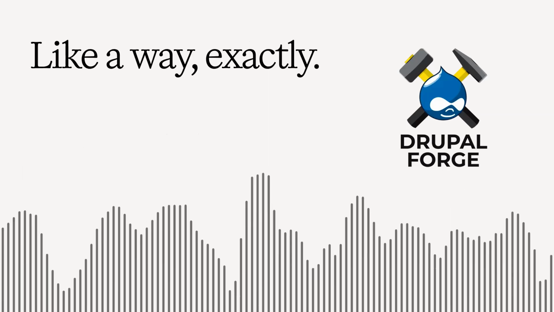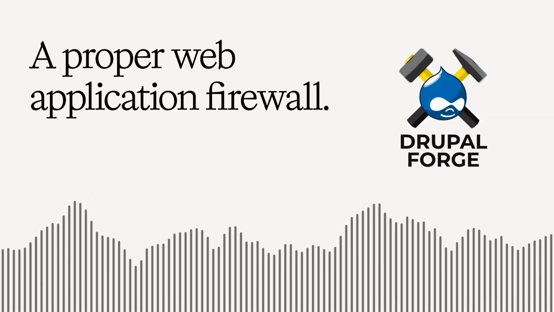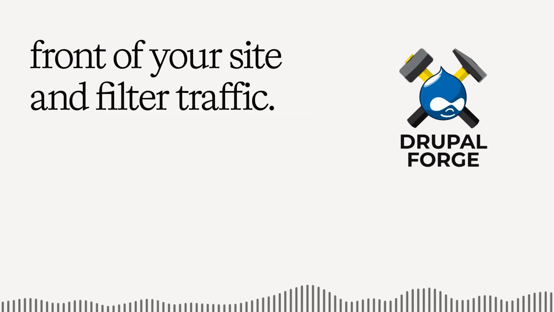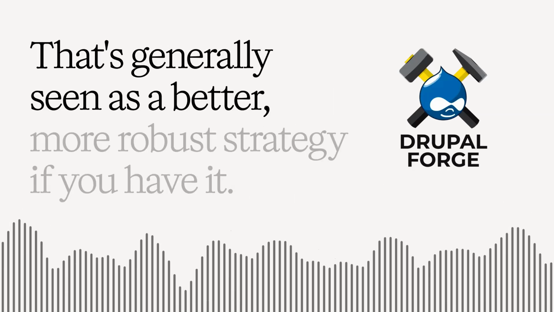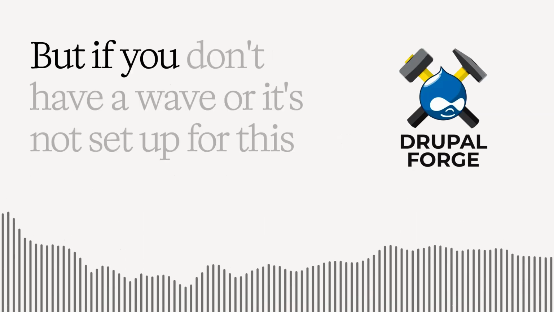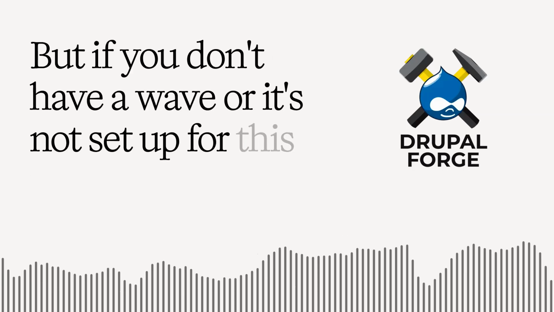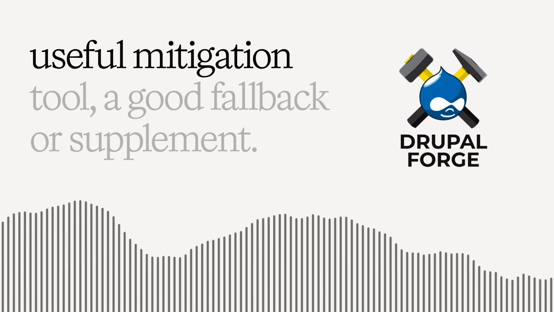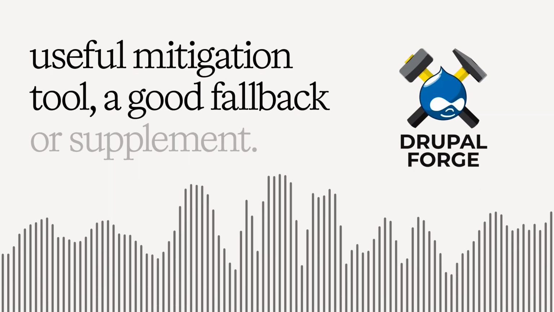Right, like a WAF. Exactly. A proper web application firewall, Cloudflare, Akamai, things like that. They sit in front of your site and filter traffic. That's generally seen as a better, more robust strategy if you have it. But if you don't have a WAF, or it's not set up for this specific issue, then Facet Bot Blocker is presented as a really useful mitigation tool, a good fallback or supplement.